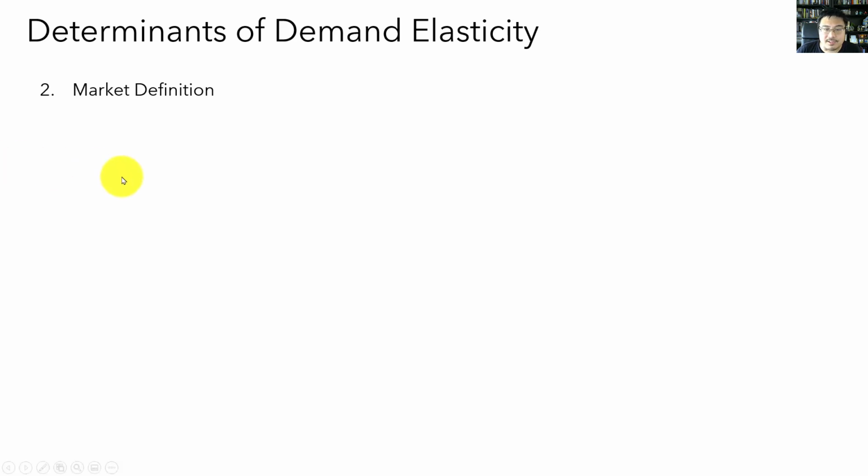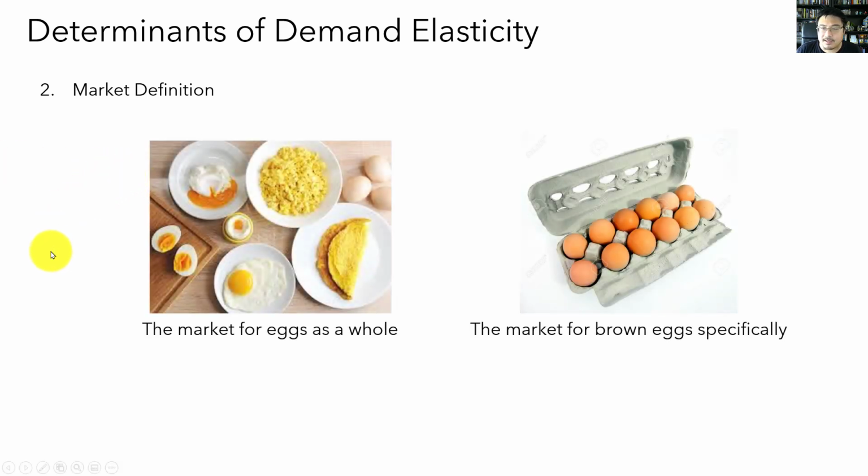And so to take this logic to a fairly extreme example, let's consider the market for eggs as a whole versus the market for brown eggs specifically. Now, eggs as a whole has very few close substitutes because there just aren't that many food products that do all the same things that eggs do. And so the demand for eggs is therefore going to be fairly inelastic. But now think about the market for brown eggs specifically, right? Brown eggs do have a very close substitute, and that's white eggs, right? And so the demand for brown eggs is going to be very elastic.